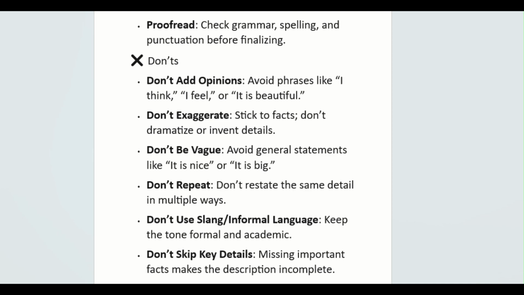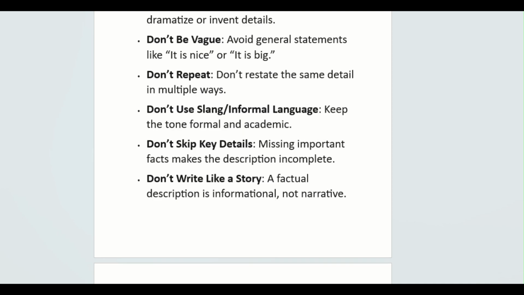Don't use slang or informal language. Keep the tone formal and academic. It makes the paragraph better to read, and more scoring at the same time. Don't skip key details. Missing important facts in the description makes the paragraph incomplete. Whether you think that writing about the size is not that important, that will make your paragraph incomplete. So please avoid that.